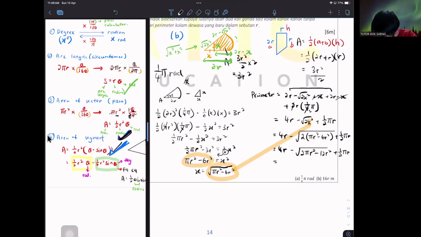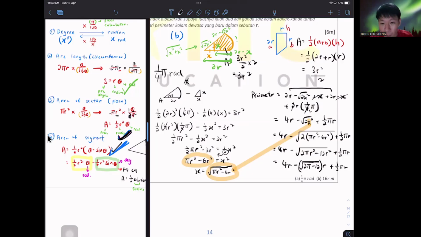Okay, so then what else do we have? If you want, actually can simplify again. 4r, still got the square root here, but the r is outside after the square root. I think we can just stop here only.